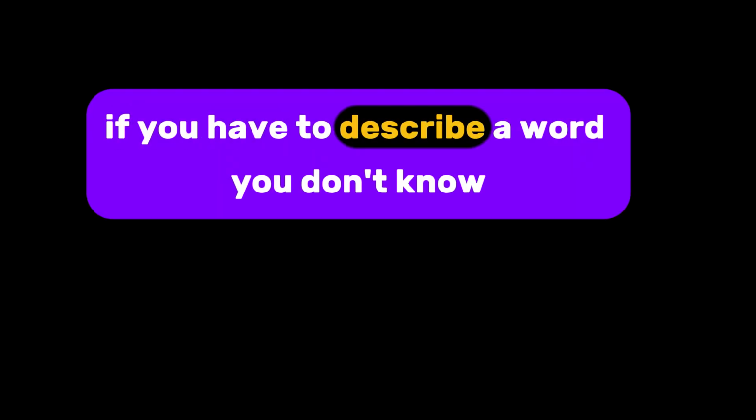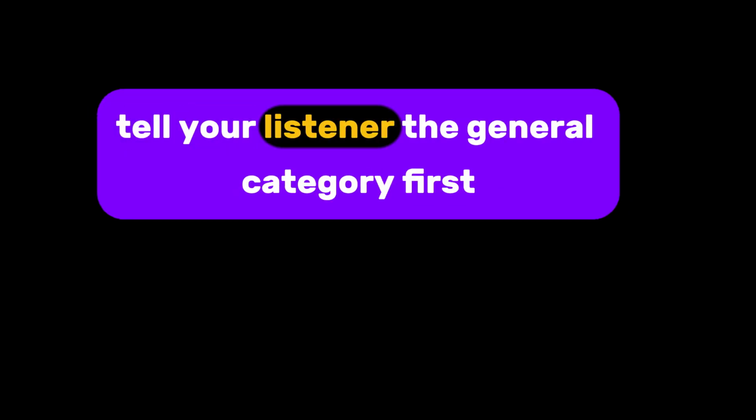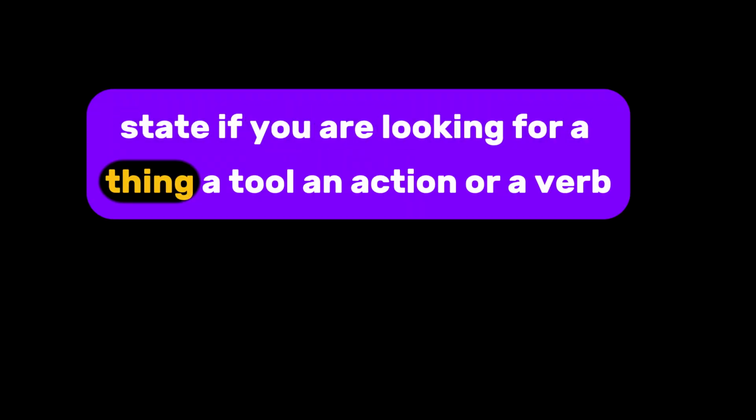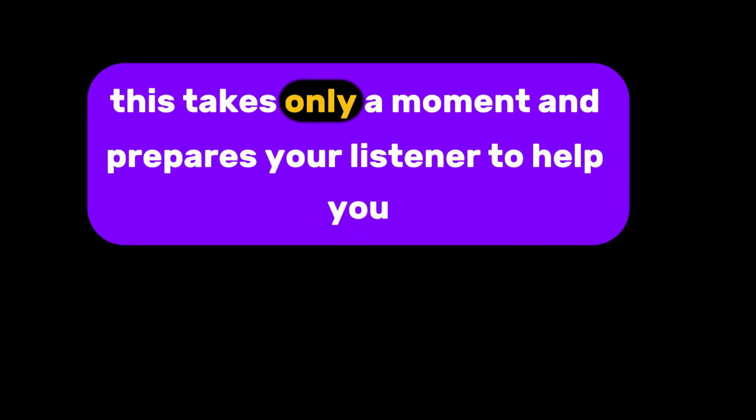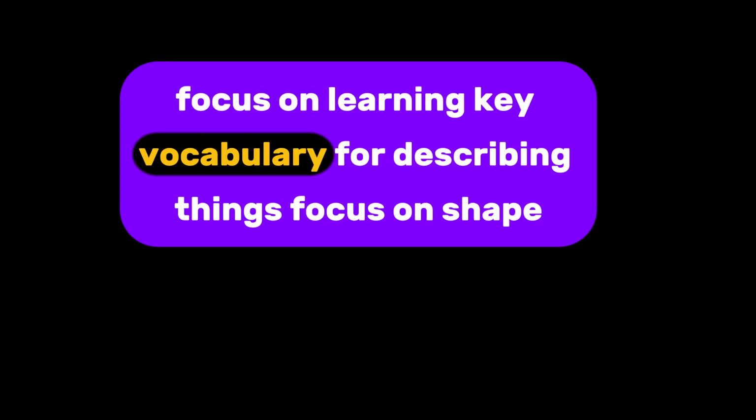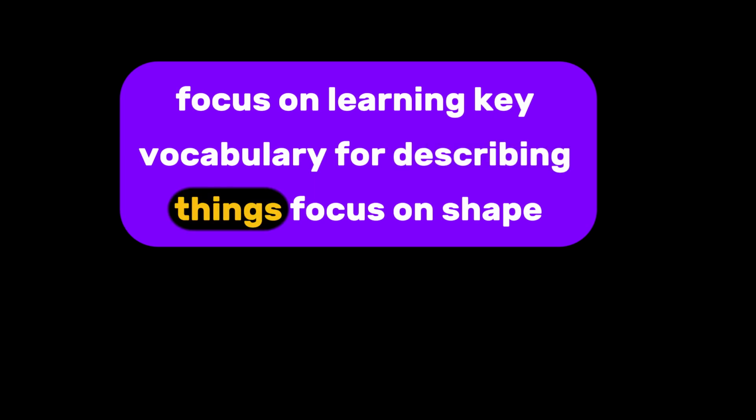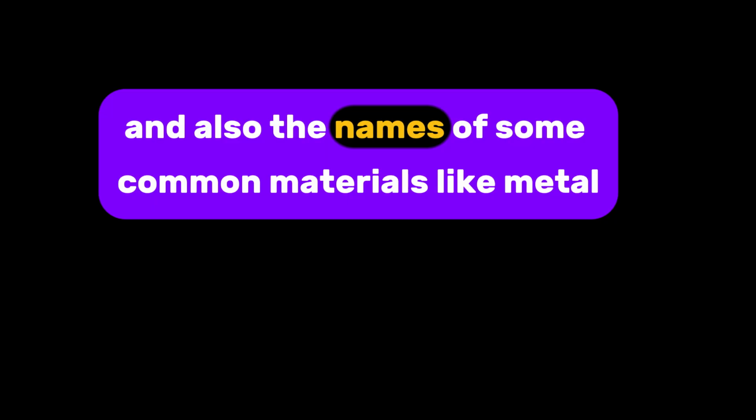Strategy 4. Give the big idea first. If you have to describe a word you don't know, tell your listener the general category first. State if you are looking for a thing, a tool, an action, or a verb. This takes only a moment and prepares your listener to help you. To use this strategy, focus on learning key vocabulary for describing things. Focus on shape, size, and texture, and also the names of some common materials like metal, wood, and plastic.